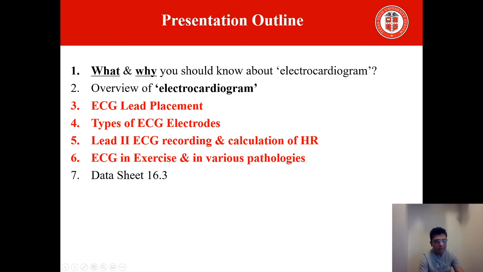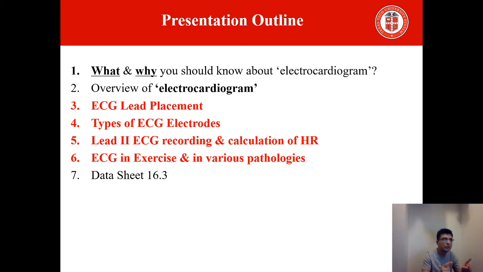Now, as we have already been discussing, we'll talk about the presentation outline first, that what and why we should know about ECG. Then I will walk you through an overview about the electrocardiogram and talk about some very key points about those complicated waves which we see on an ECG paper. Now, the things which are highlighted in red are the key objectives for this presentation.